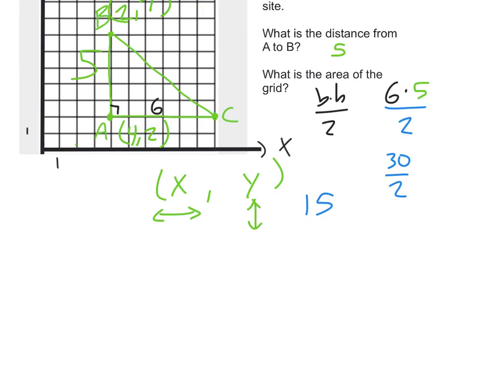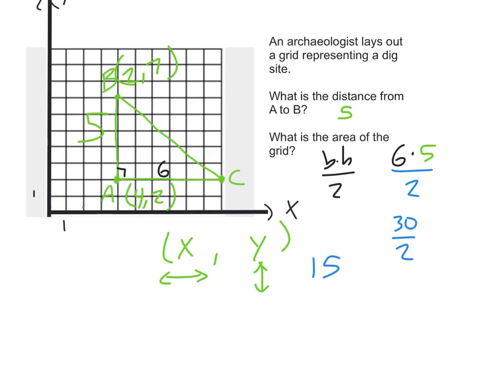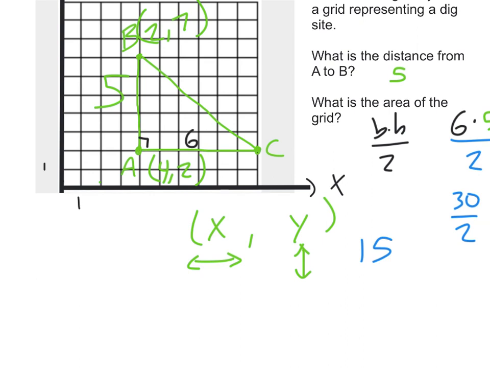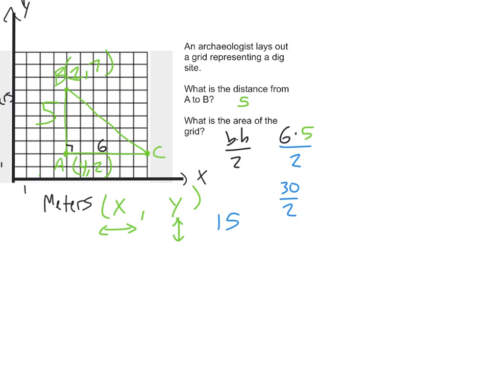Wrong, because we need a label, okay? And they didn't give us any labels, so we would just say 15 units squared. But considering it represents an archaeological dig site, maybe this down here would say meters. And over here would say meters too. And so that'd be 1 meter, 2 meters, 3 meters, 4 meters, 5, so on and so forth. Now, if it said that, then our label would be 15 meters squared.